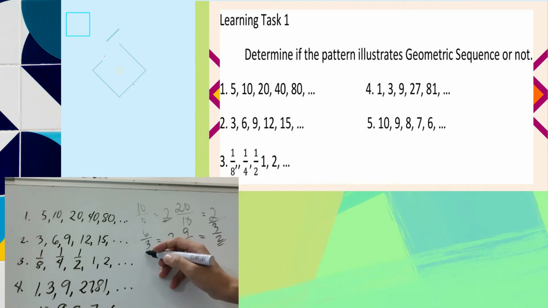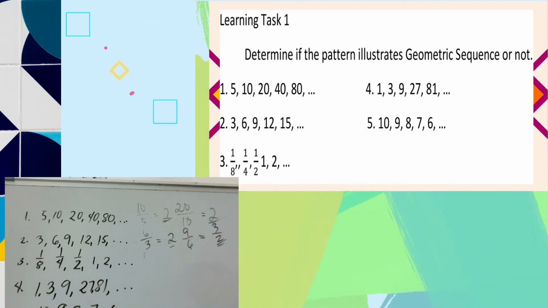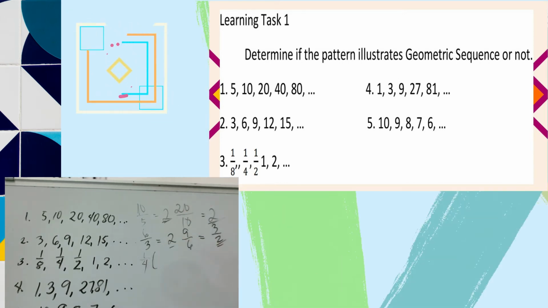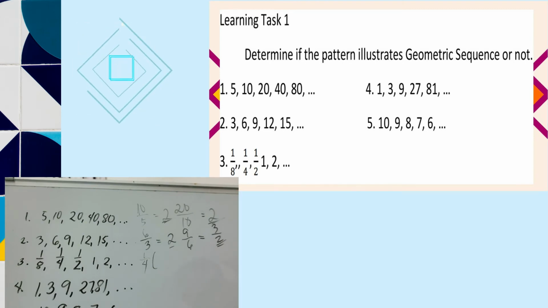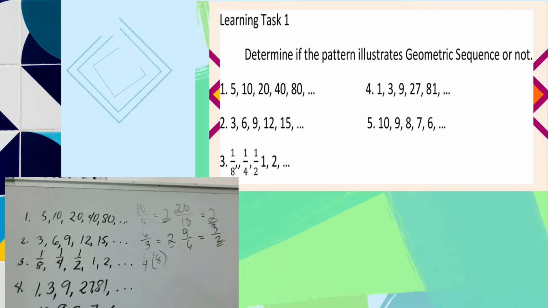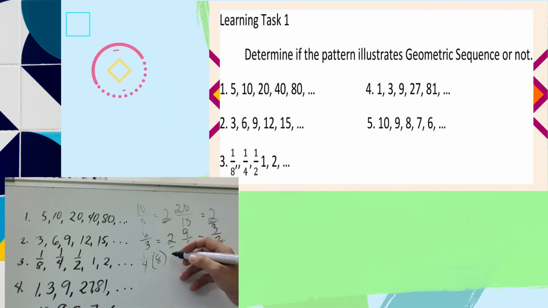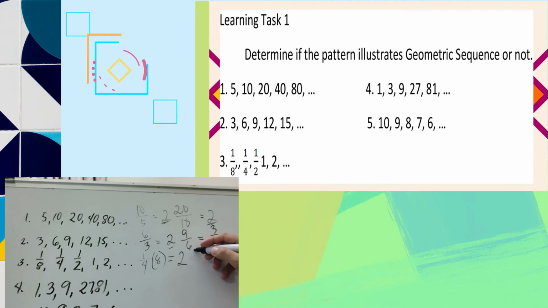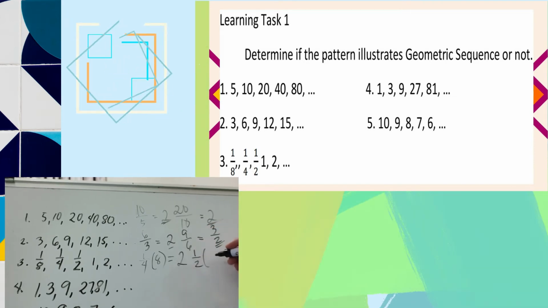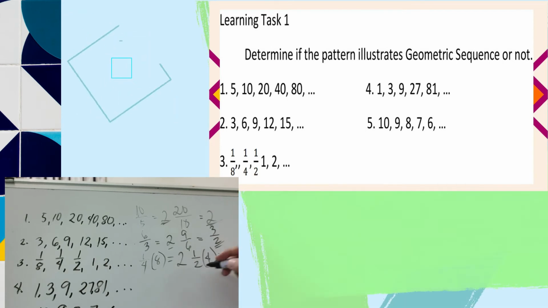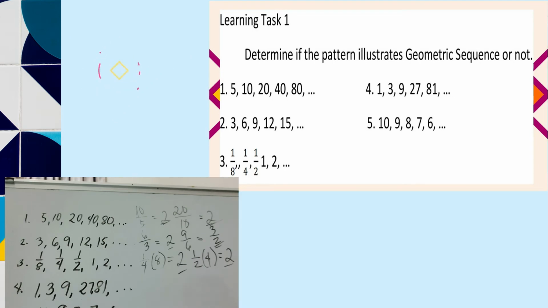How about the other one? We have 1/8, 1/4, 1/2, 1, and 2. So that will be 1/4 times the reciprocal of 1/8, so we're going to have 8 over 4. So we have 2. How about the other one? We have 1/2 times 4 over 1, which is 4. 4 divided by 2, we're going to have 2 as well. So we have the same common ratio. If that's so, this is a geometric sequence.